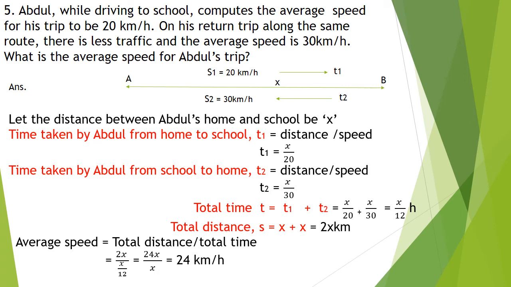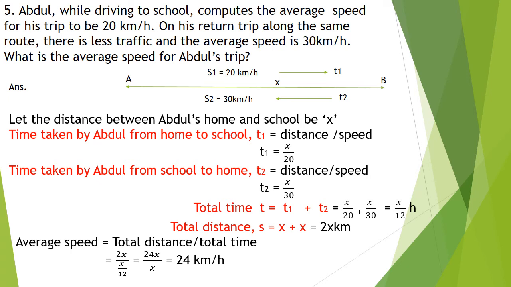So time taken by Abdul from home to school, T1: you know time is equal to distance by speed. So distance we take as X and speed in that trip from A to B is 20 kilometers per hour. So T1 becomes X by 20. And similarly time taken by Abdul from school to home, T2, also using the same equation, T2 is equal to X by the speed, that speed is 30 km per hour. So T2 is equal to X by 30. Now to get total time we add T1 plus T2, that is X by 20 plus X by 30, we get the fraction X by 12.